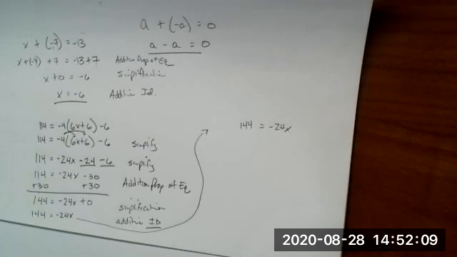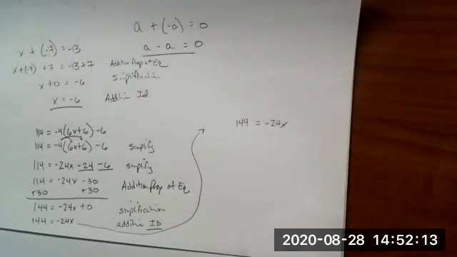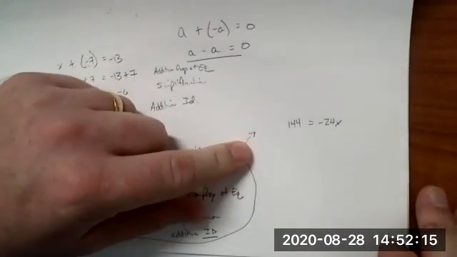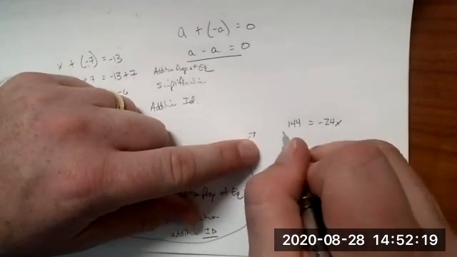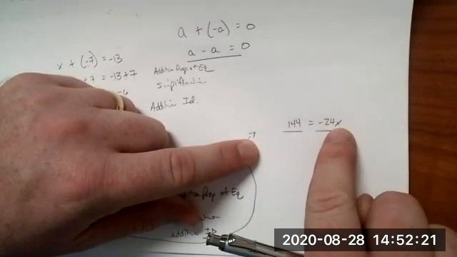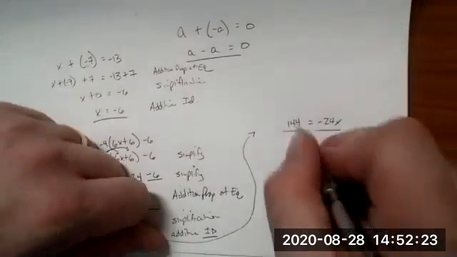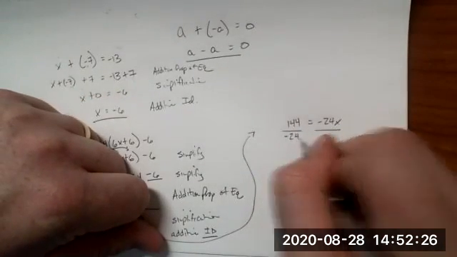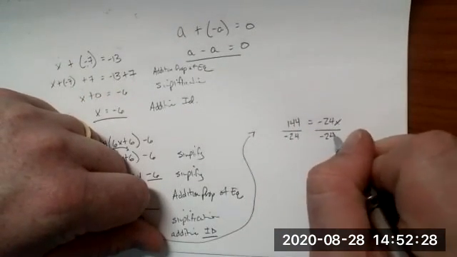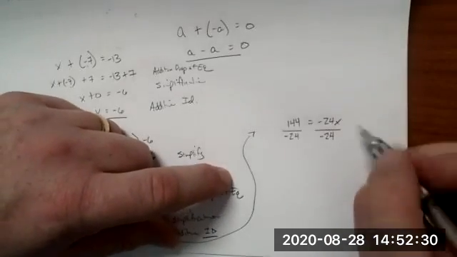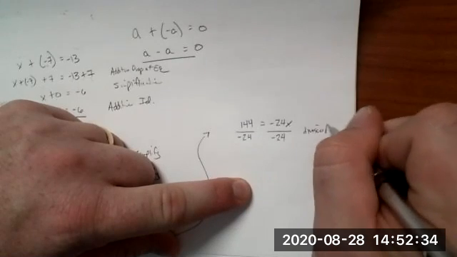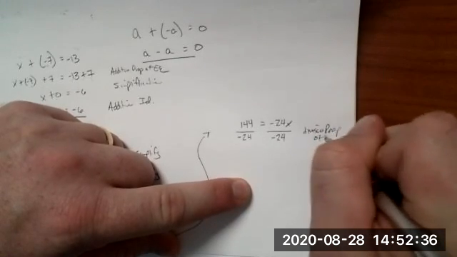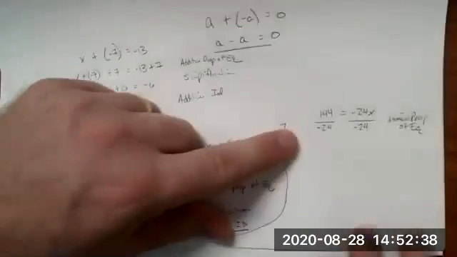And so one of the things that we're going to do now is divide not by 144, but by the number that's being multiplied in front of the x. So I'm going to divide both sides by negative 24. This is allowed because it's the division property of equality, okay? And now all we have to do is simplify.